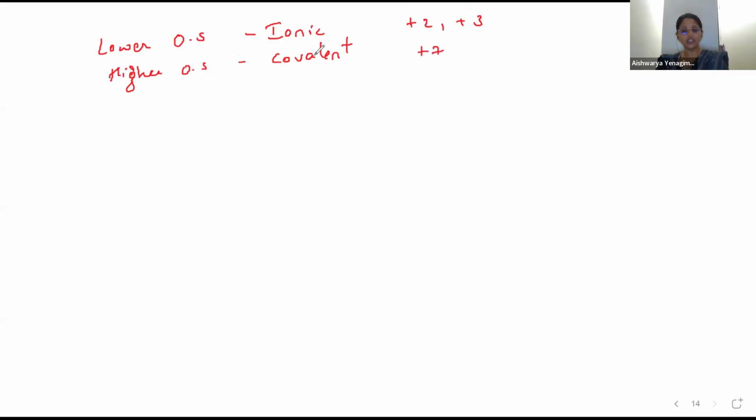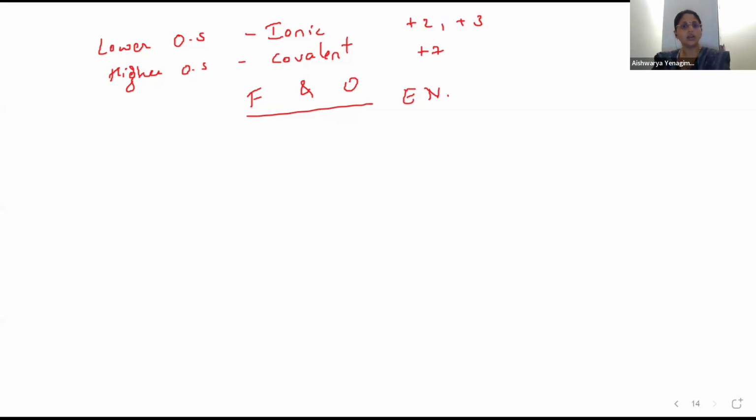All the transition metals exhibit their highest oxidation states in compounds with fluorine and oxygen. You know why? Because these are highly electronegative. That is the reason why they exhibit the highest oxidation states there. So this is about some of the properties of transition elements.